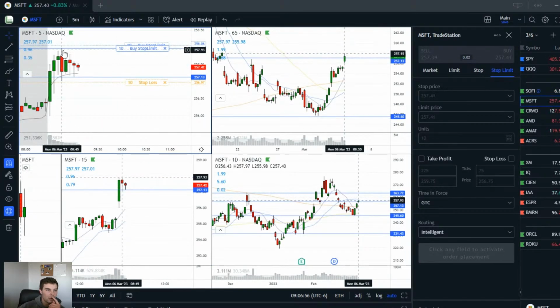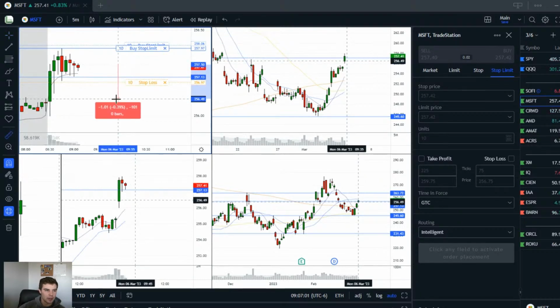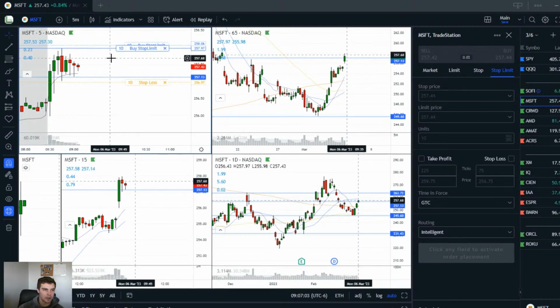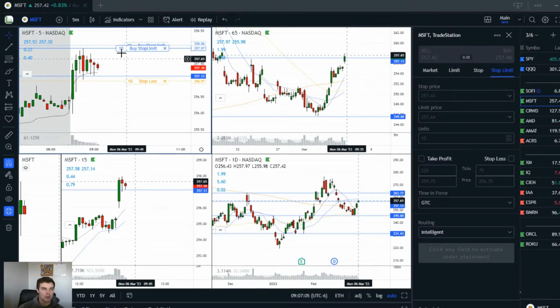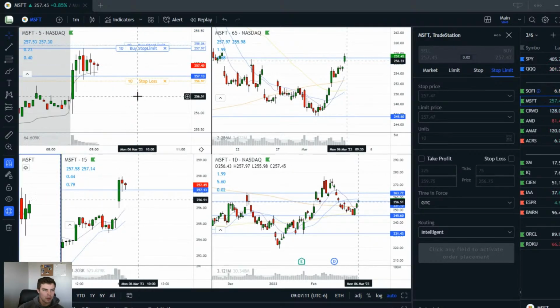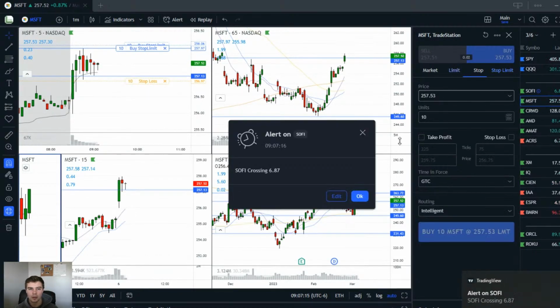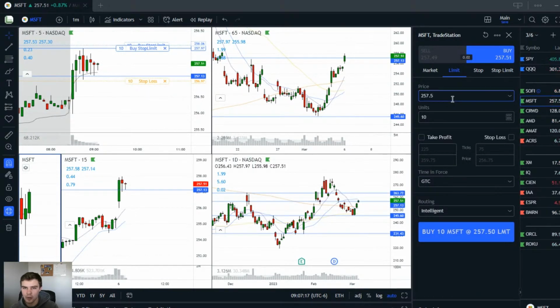As Microsoft's getting to the point where it's putting in a wedge pattern, I'm thinking about bidding for it. 257.50 by 256.50. Putting in a wedge here. Honestly, I am going to do this, guys. I'm getting in. Okay, so SoFi is at break even.